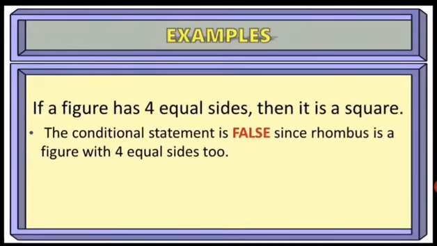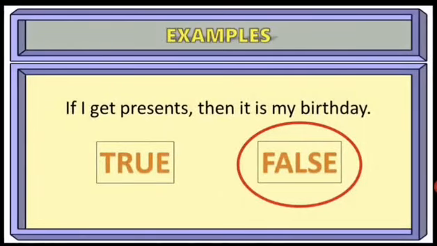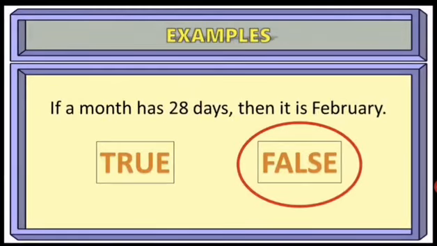If a figure has 4 equal sides, then it is a square. The conditional statement is false since a rhombus is a figure with 4 equal sides too. If I get presents, then it is my birthday. This conditional statement is false. If a month has 28 days, then it is February. False.